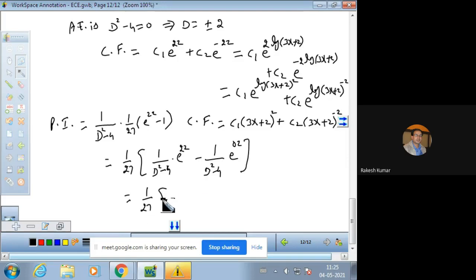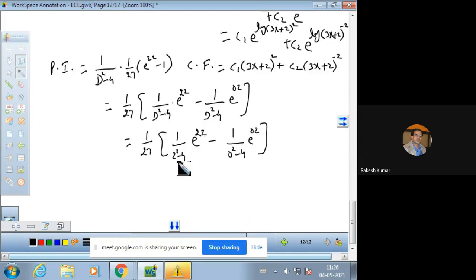And when we find the particular integral for the simple exponential case, you will substitute the value of the coefficient of z, that is 2, in place of D. So 1 over 2 square minus 4 e raised to power 2z. Similarly, you will put the coefficient here, 0 square minus 4 e raised to power 0z. But this first one, we are getting 1 upon 0. So this is a case of failure.